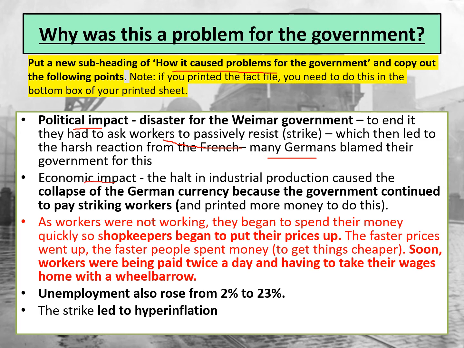Second of all, there was a massive economic impact too. Now, we're going to look at that problem of hyperinflation, which we've already been introduced to, that problem where people were burning money rather than buying wood, where people were playing with money rather than playing with toys. So this actually caused the collapse of the German currency. It caused this thing called hyperinflation because the government continued to pay striking workers when they had no money. And in order to pay the striking workers when they don't actually have any cash, they printed more money to be able to do that. And that meant there was too much money in circulation, and it caused this problem called hyperinflation.